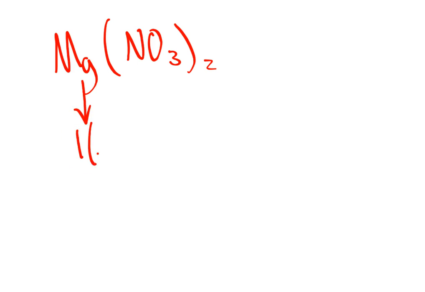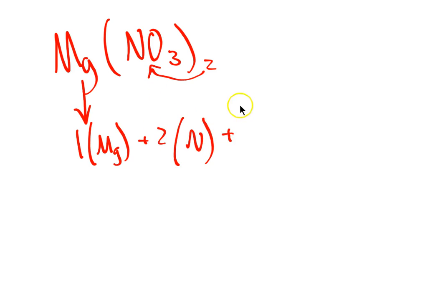You have 1 Mg. You're going to add 2 N's. And you're going to add, what's this number here? 6. You're going to add 6 oxygen. You okay with that? The next thing you would do is substitute their masses in these parentheses.